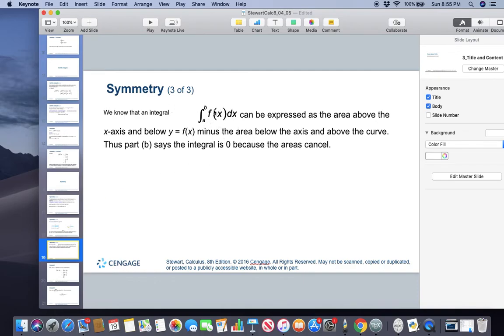So the integral from a to b of f(x) dx can be expressed as the area above the x-axis and below the curve, minus the area below the axis and above the curve. Okay, so anyhow, this was about the even and odd.